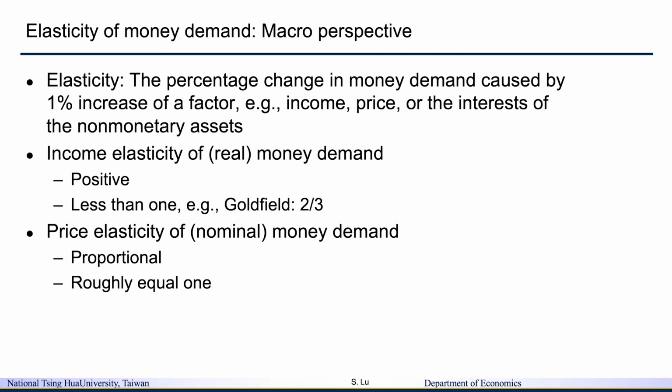The next elasticity we want to talk about is the price elasticity of money demand. For this value, it is proportional and roughly equal to 1. That is because when you are in Japan and want to buy a cup of coffee, you need to hold the quantity of money that allows you to buy a cup of coffee in Japanese yen. When you are in the US and want to buy a cup of coffee, you need to hold the money in your pocket for buying a cup of coffee in US dollars. Therefore, the demand for money based on the price is roughly equal to 1.